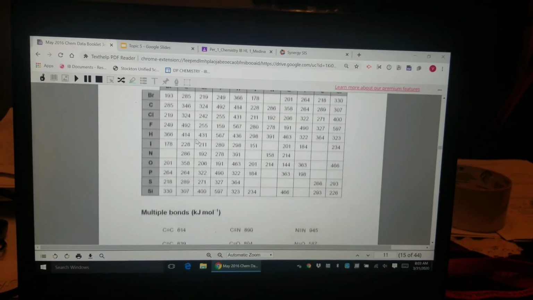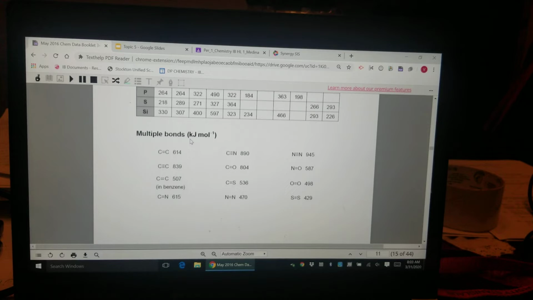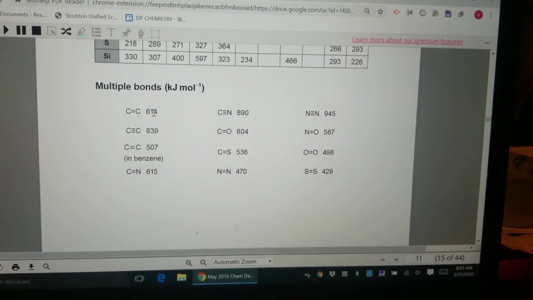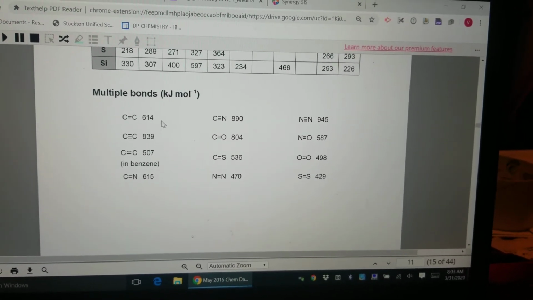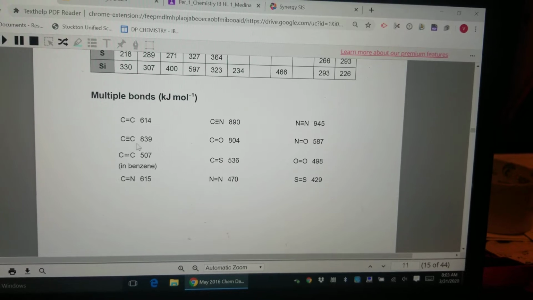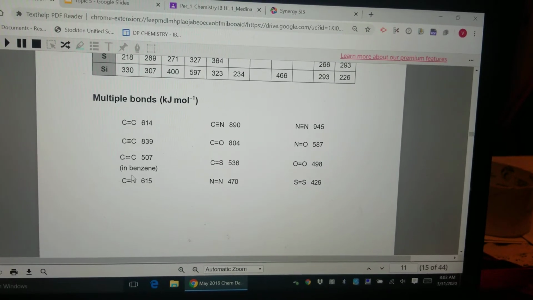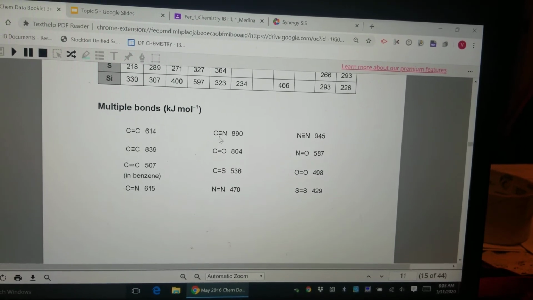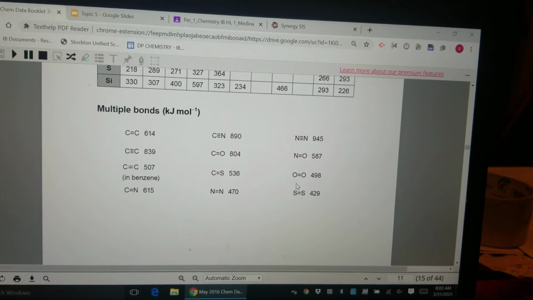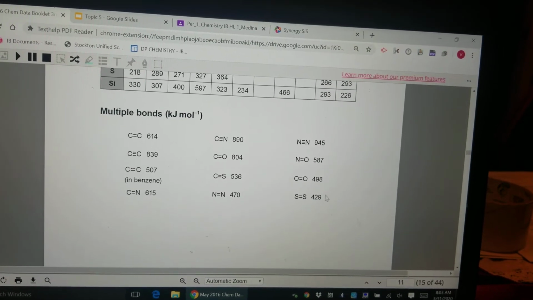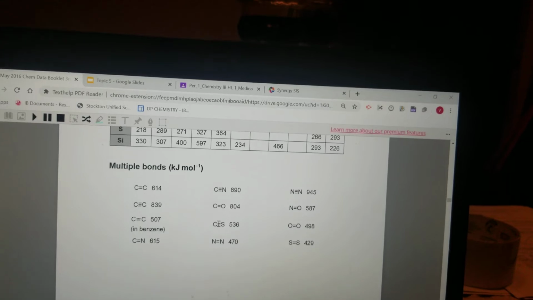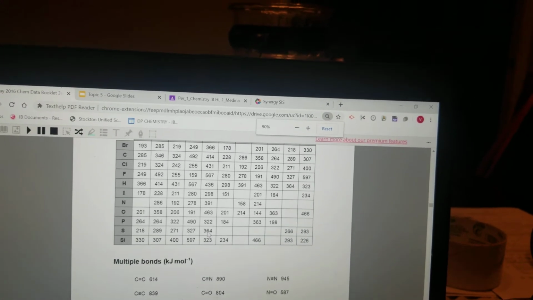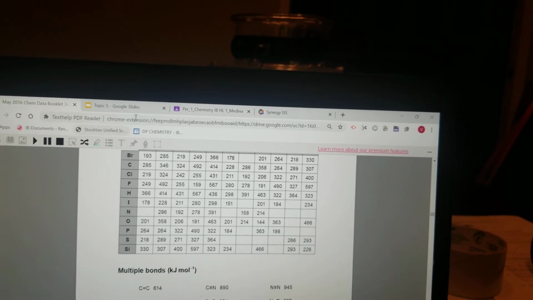Now, they have these multiple bonds. So if it's a C double bond C, you got 614. C triple bond C, you got 839, etc. C triple bond N, 890. O double bond O, 498. You get the idea. So page 11 is where you get these values from your data booklet. Okay? So keep that handy as we work out our example.